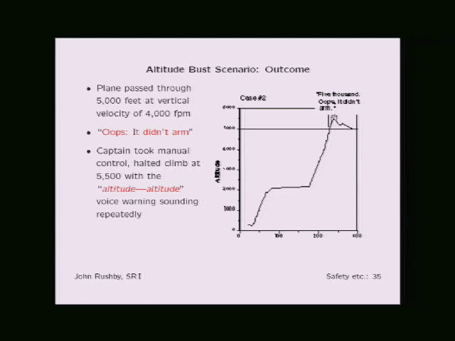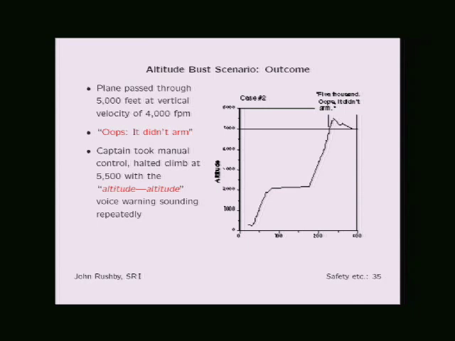And the plane was actually heading into the airspace for a different aircraft, right? So it was almost a bust situation, but the pilot took manual control, halted the climb, and then brought it down. Okay, so this is a miss case. So there was no accident, no incident, but it was a near miss.